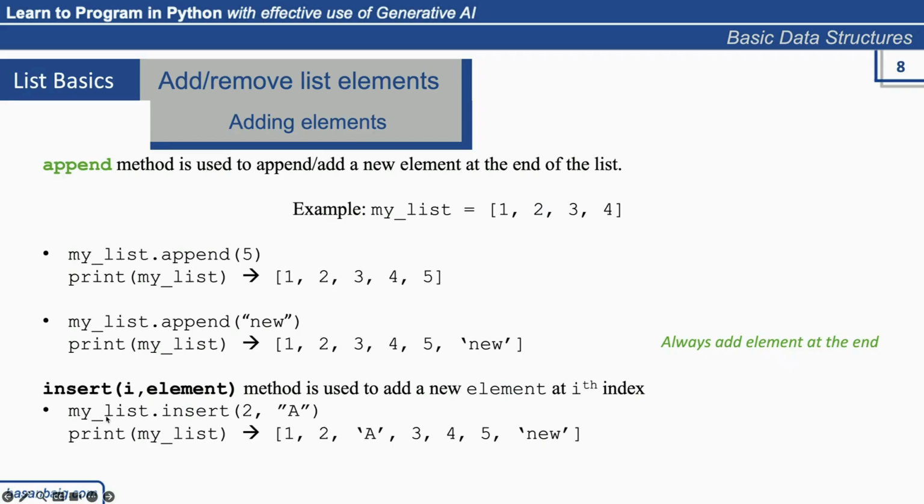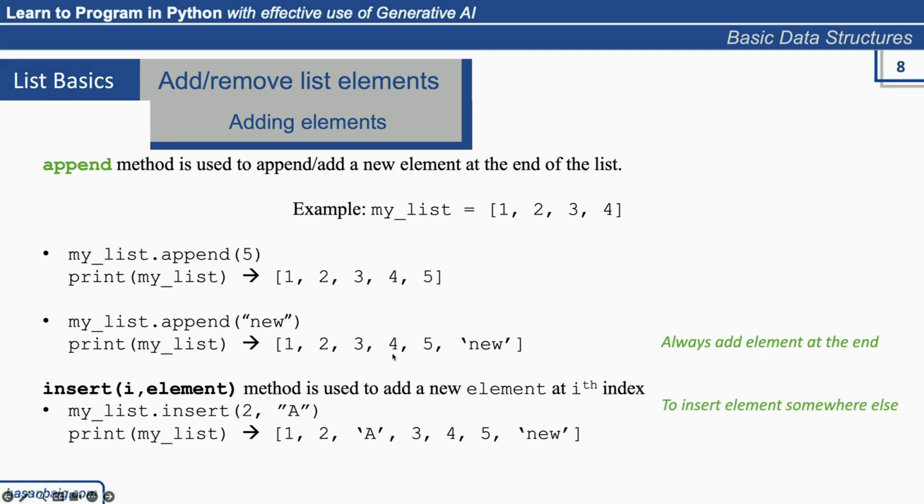Here my_list is the name of the container, insert is the method, and you specify 2: at location number 2 you're inserting A. You can see it counts 0, 1, and it will insert A here, and then all the elements will be shifted right. We can also insert at any other location. I can insert it at, let's say, 0. Any question here?